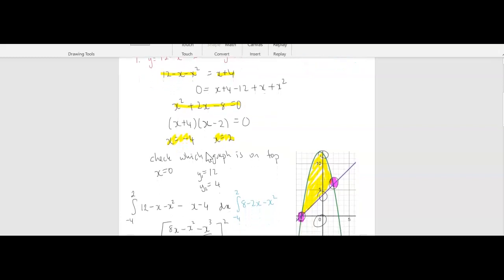All right, and then the next step is to check which graph is on top. So with our definite integral, it's now from -4 to 2. So you just need to find a point in between those 2 values. And it can be anything. It can be -3, it can be -1.875, which would be a really silly thing to do, but you choose the easiest one. And the easiest is x equals 0.